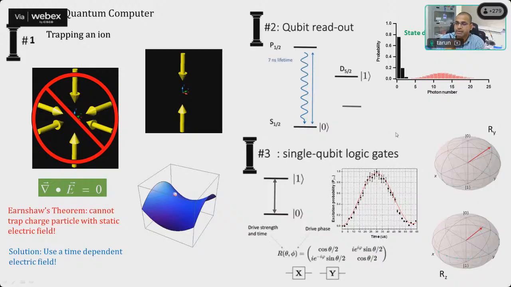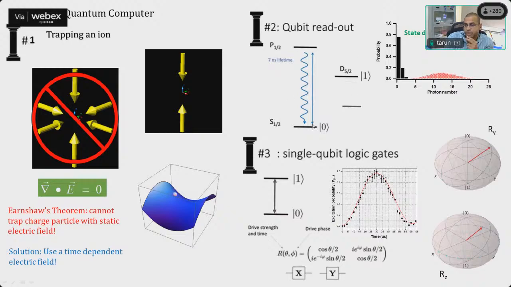Now the third one is the logic gates. Since it is a quantum computer, one important thing is how well you can prepare your qubit. The qubit is here between the 0 and 1 states. Why between 0 and 1 and not between S and P states or other states? Because S1/2 to D5/2 is a quadrupole transition. D is a metastable state, and P and S is a dipole transition. The lifetime of D is quite high compared to the P state. So there are also advantages. That is why we are choosing 0 and 1 between the S1/2 and D5/2 states.